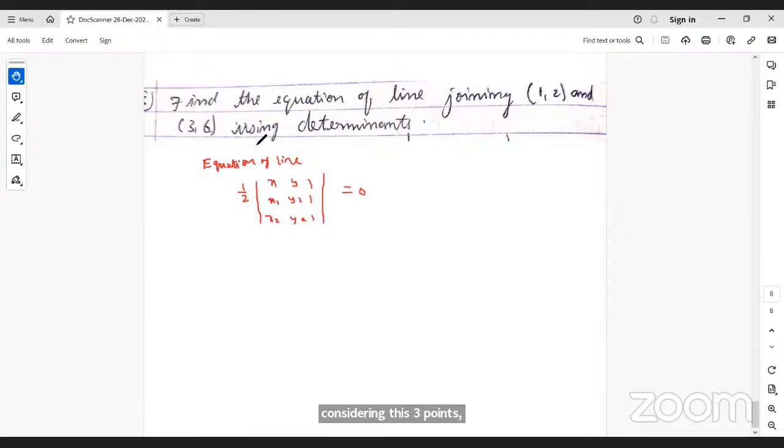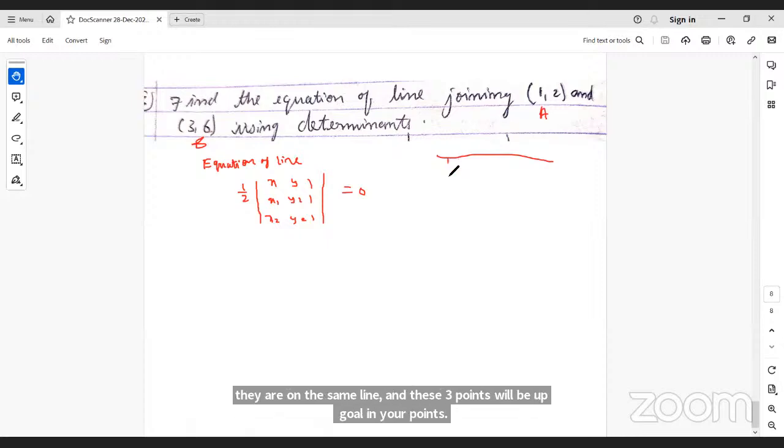We are considering that 3 points are present on the line: the point A is given here, the point B is also given here, and one more point we have considered, that is (x, y). So all these 3 points are on the same line. Since they are on the same line, these 3 points will be collinear points.